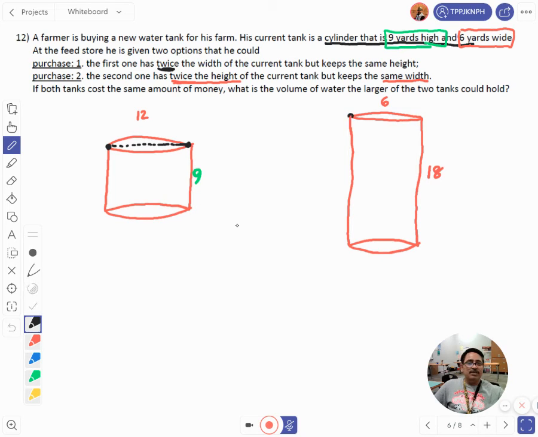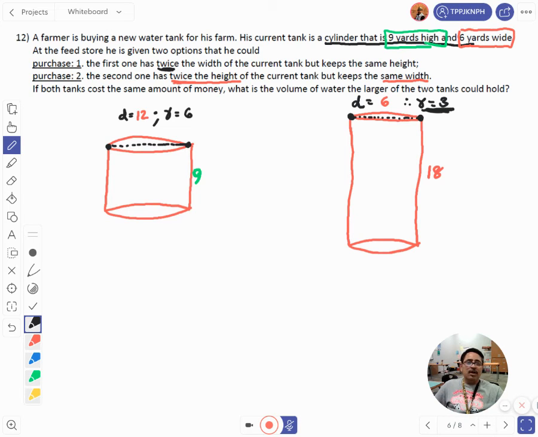So width means, please don't get confused, that is edge to edge, that represents the diameter. Always when diameter is given, your first and foremost thing is you compute what the radius is. Here also the width means edge to edge, diameter is 12, therefore radius is half of the diameter, that gives you 6 yards.